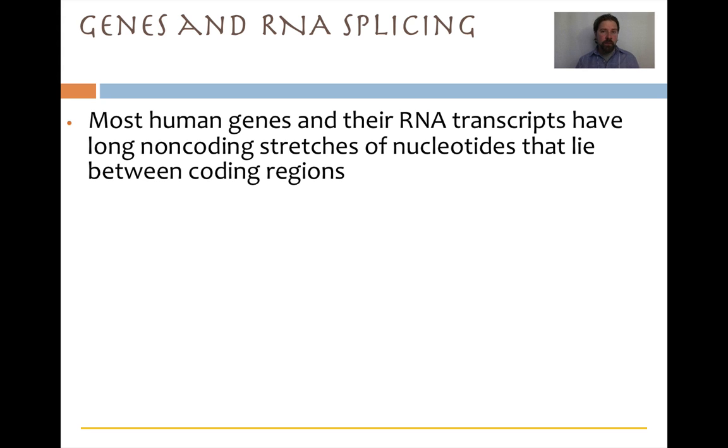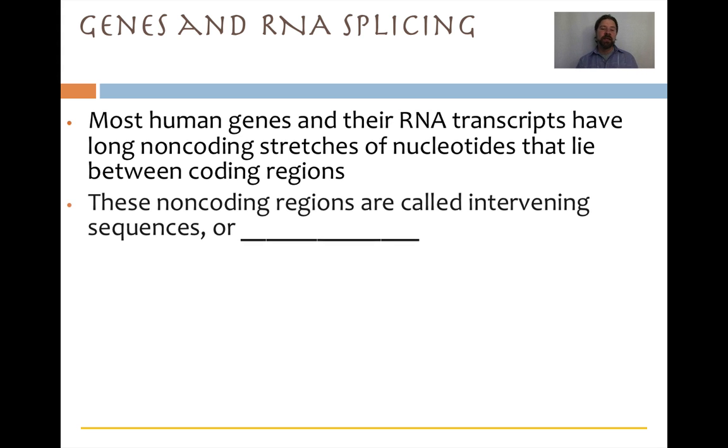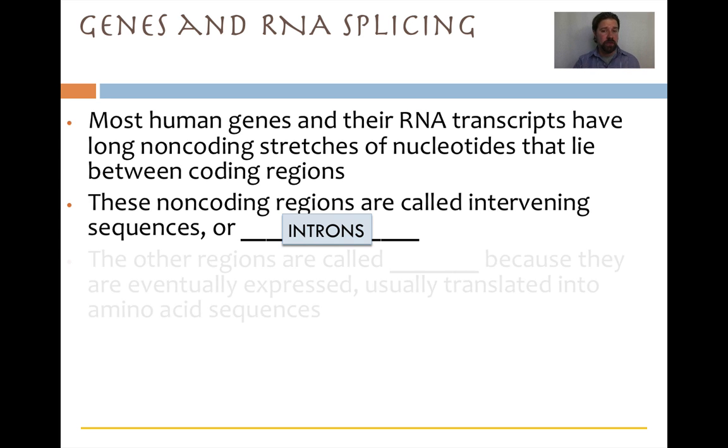The reason we have to splice it is because there's long non-coding stretches of nucleotides that lie between the coding regions. So the non-coding regions are called intervening sequences, or much simpler, introns. Introns need to be cut out because they're not actually coding for anything. And what we want translated eventually is a meaningful message without any extras.